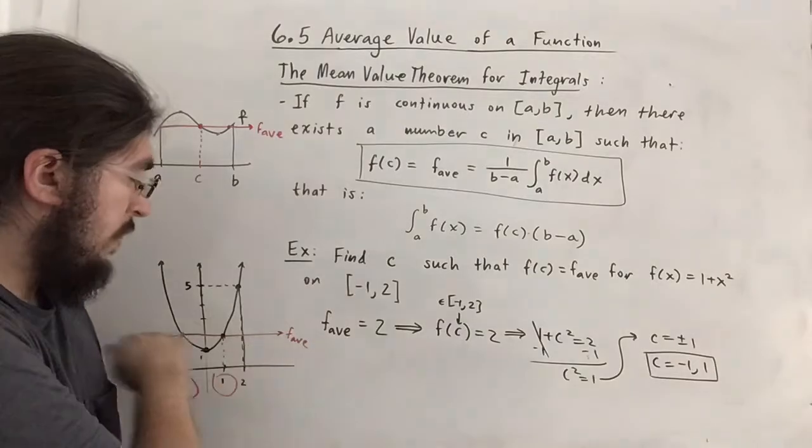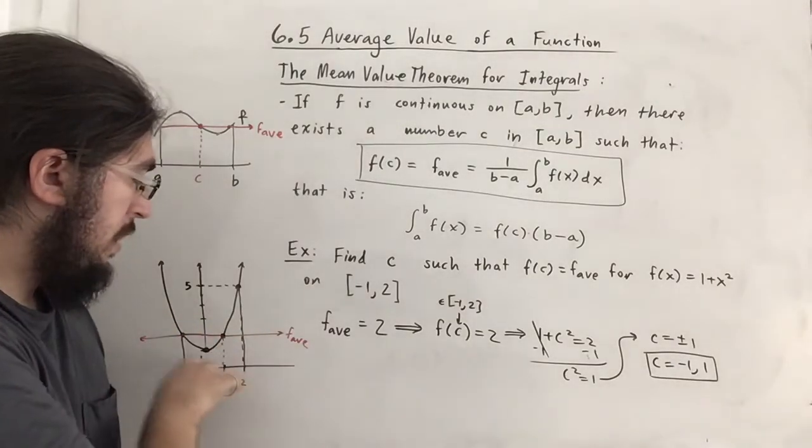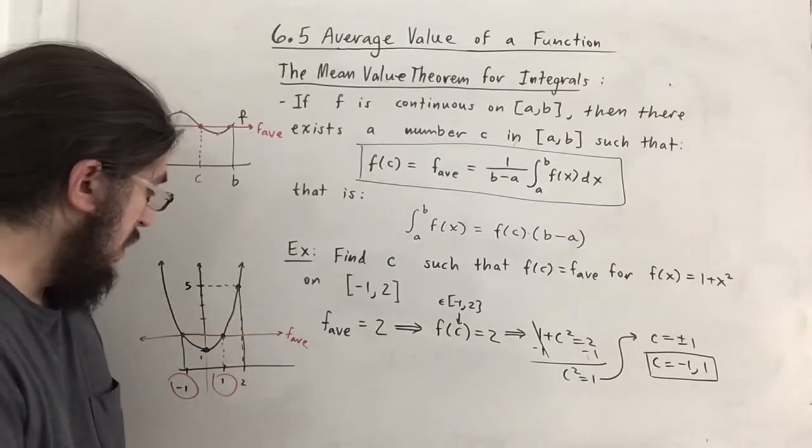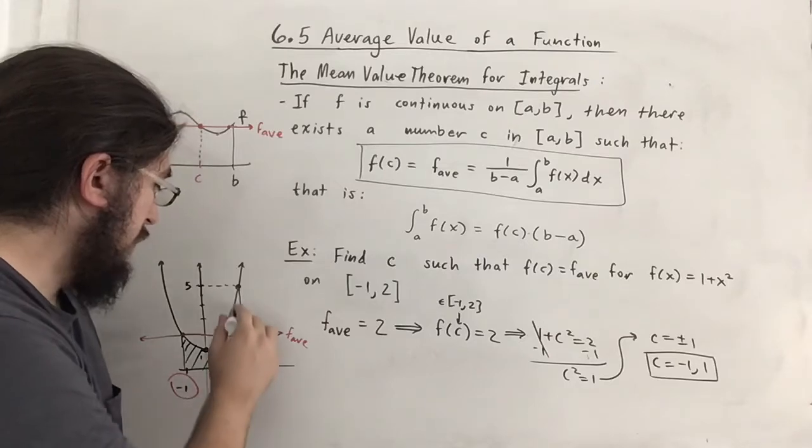And again, the reason why this is the average value is because the area under the curve of this box is the same as the area under the curve of this shaded region, which I'll shade in black. Awesome.